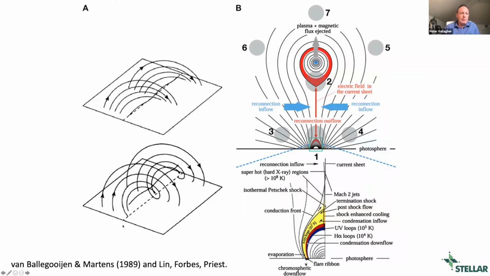These images are taken from a paper from Balahunian and Pete Martins, but there's also a series of papers by Lynn, Forbes, and Priest that you can go and look at. They show the idea of an arcade that becomes sheared, and the formation of a flux rope. If you look along that axis, you see something like this. As you move these magnetic foot points together, this moves upwards to form a flux rope, forming a current sheet below it, and you get a reconnection inflow. Then this accelerates off, and below it you get a post-eruption arcade.